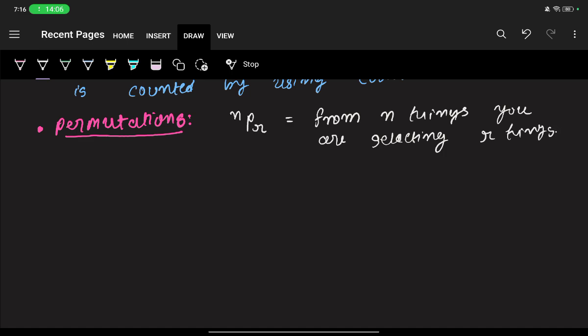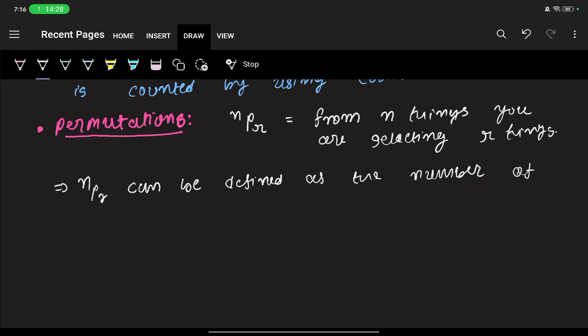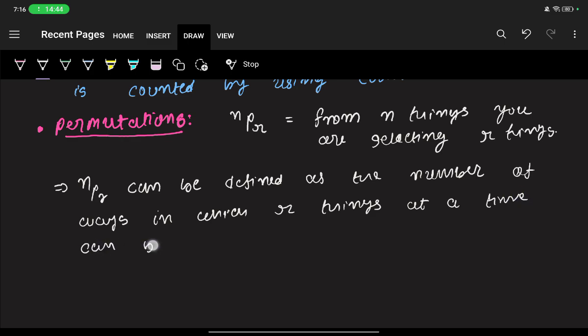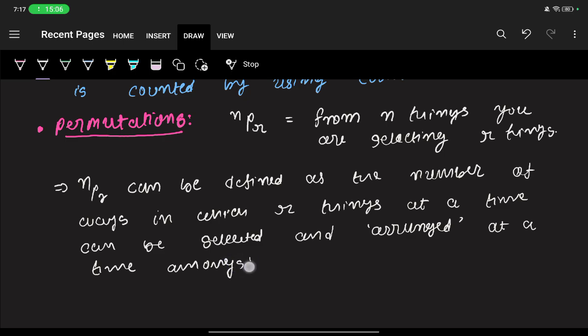Let me write it fully. NPR can be defined as the number of ways in which R things at a time can be selected and arranged amongst N things.